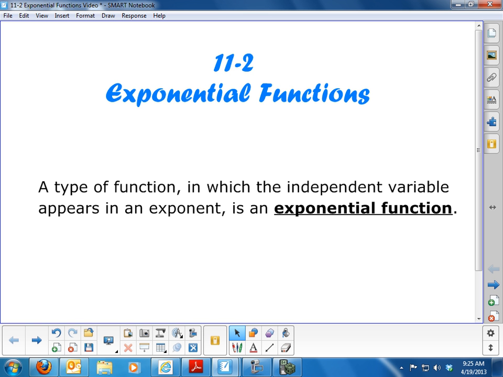As you can see on your screen, I'd write down this definition. An exponential function is a function in which the independent variable appears in the exponent. So let's think back. Independent variable is x. We always know that x is our independent variable. So when x is in the exponent of a function, we have an exponential function.